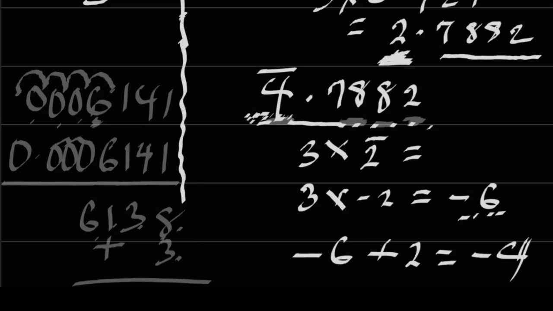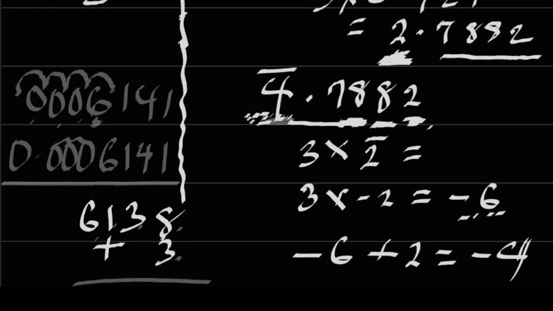We find our anti-log. We'll check 0.78 under 8, then difference of 2. Let's check. 0.78 under 8 will give us 6138. Difference of 2 will give us 3.